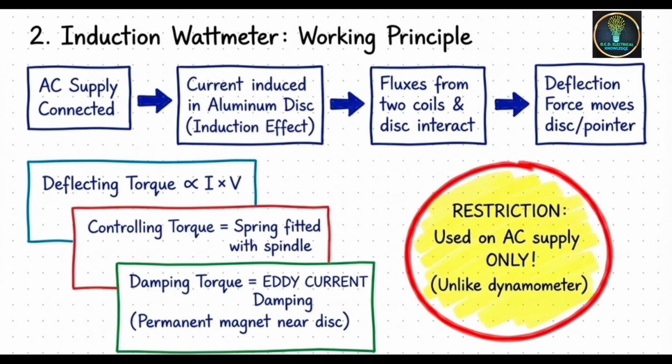Controlling torque is provided by a spring fitted with the spindle. Damping torque is eddy current damping by a permanent magnet near the disc. Restriction: used for AC supply only, unlike the dynamometer.